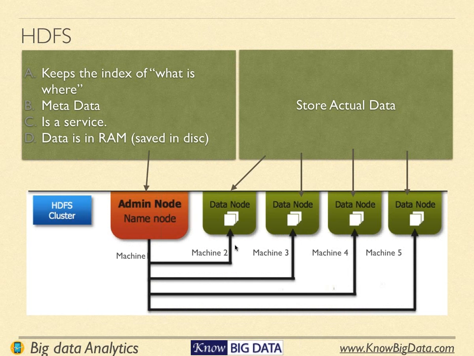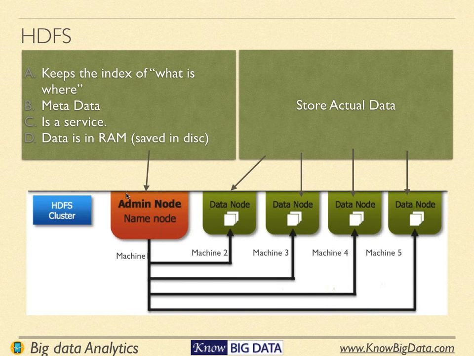All right, so the primary and most important part of HDFS is the name node. HDFS is made up of two kinds of computers. There is a single master, or the king. There is a single node called the name node. We sometimes call it the admin node as well.